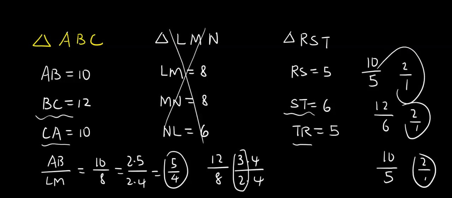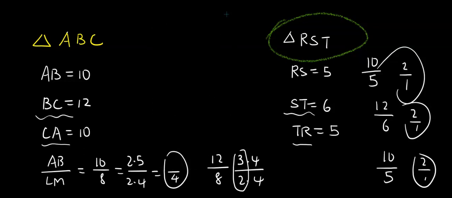Therefore, the correct answer is triangle ABC and triangle RST. They are similar triangles. That's it.